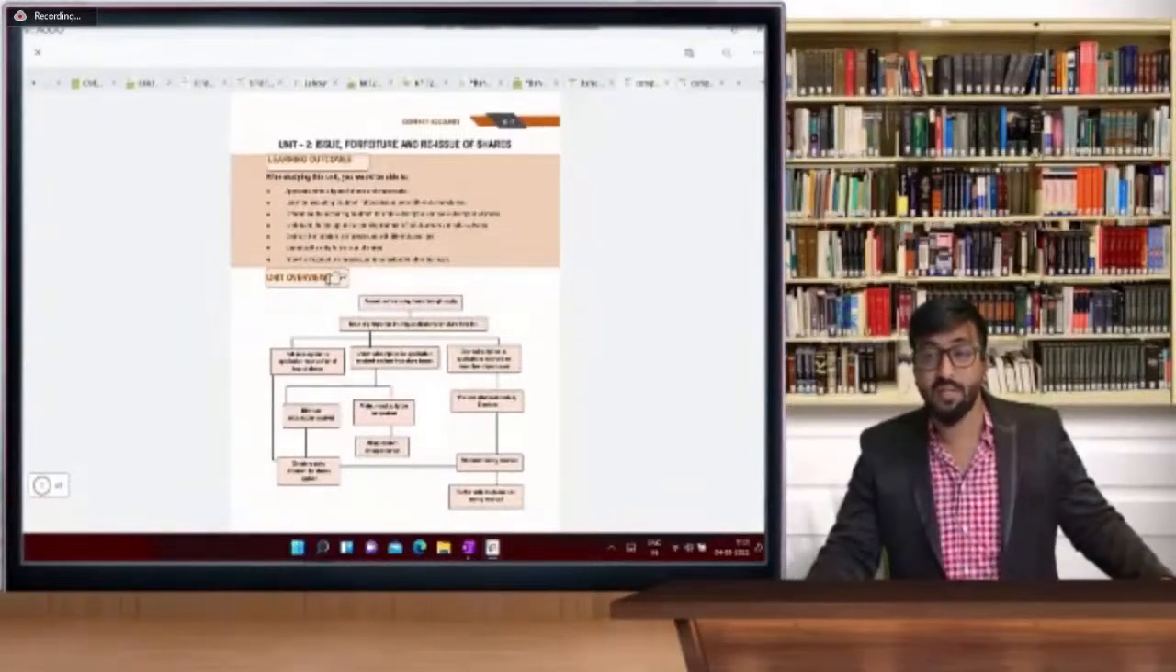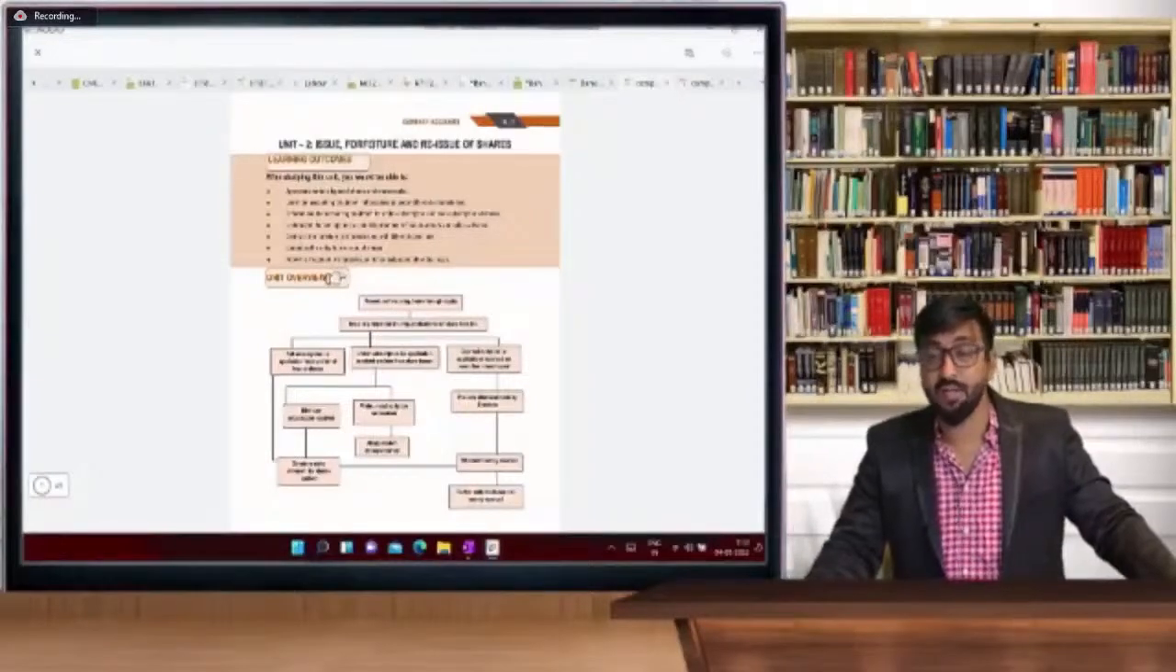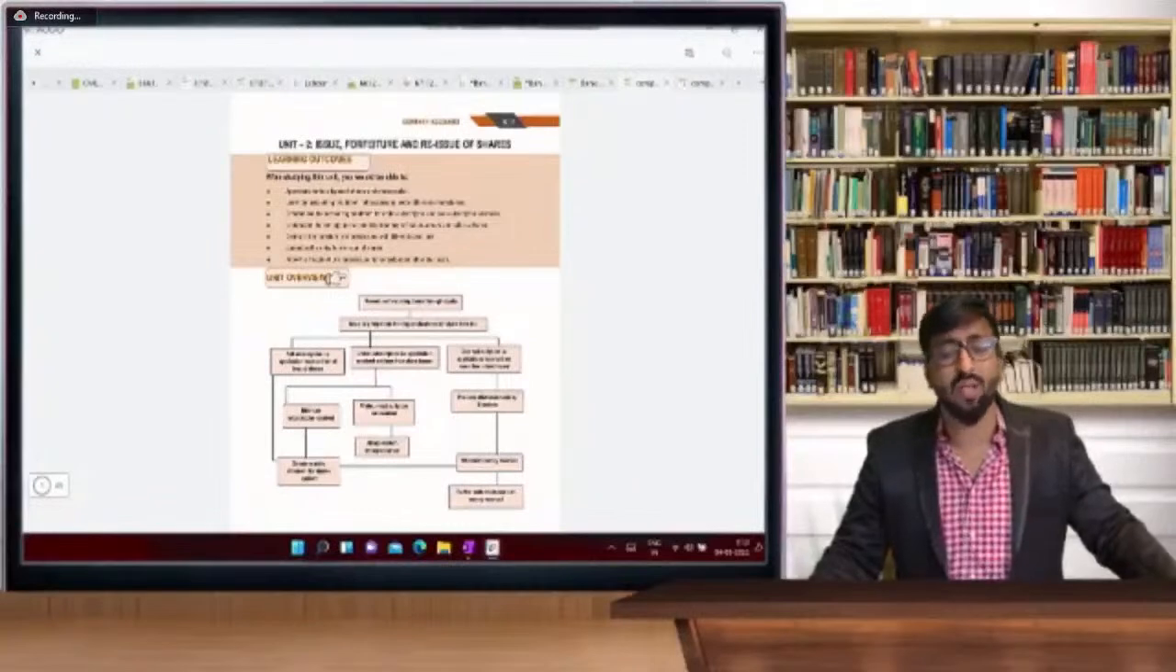First one, basic rules of accounts. Debit the debtor, credit the creditor; debit the receiver, credit the giver. Debtor becomes giver and creditor becomes receiver. This is the rule of personal account. Real account: debit what comes in, credit what goes out. Nominal account: debit all expenses and losses, credit all incomes and gains.